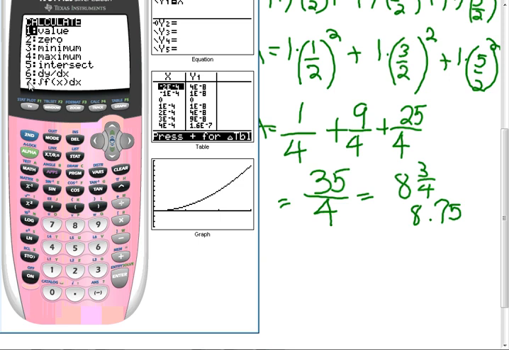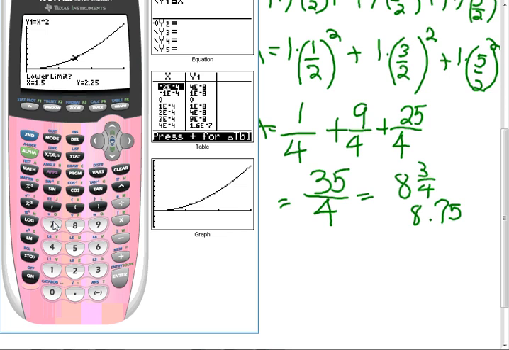And then it says, where do you want to look at the area? We want to look at the area starting at 0. If you didn't know, you do now, that you can just type in the numbers for your limits. You don't have to arrow over there. And I want it to be exact besides. And there it is.